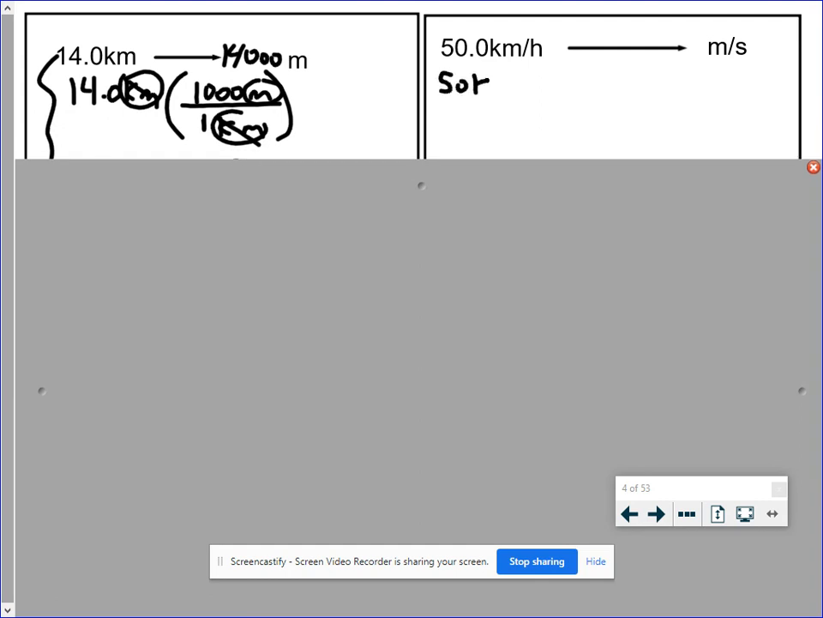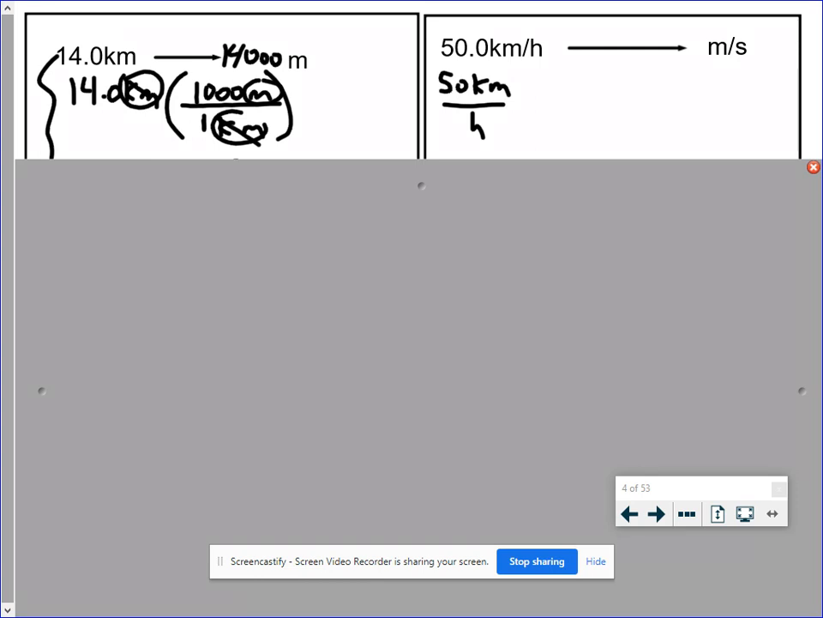We've got 50 kilometers per hour, and eventually we've got to turn that to meters per second. Meters per second is usually what physics people use when something's moving very quickly, right? A kilometer is a long way and an hour is a lot of time, whereas a meter is a short distance and a second is a very small unit of time.